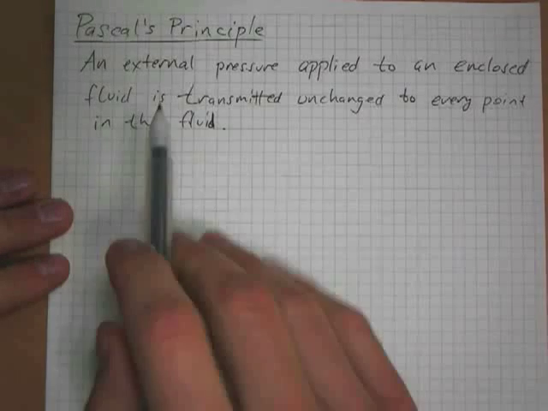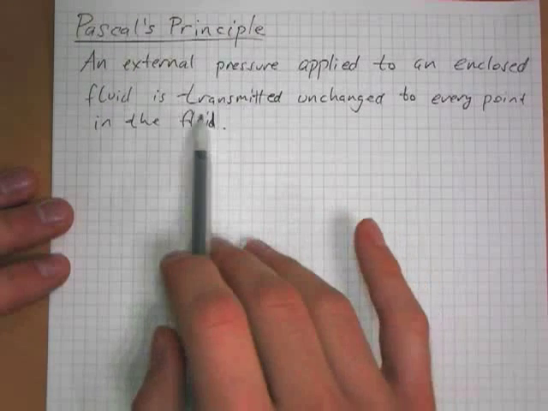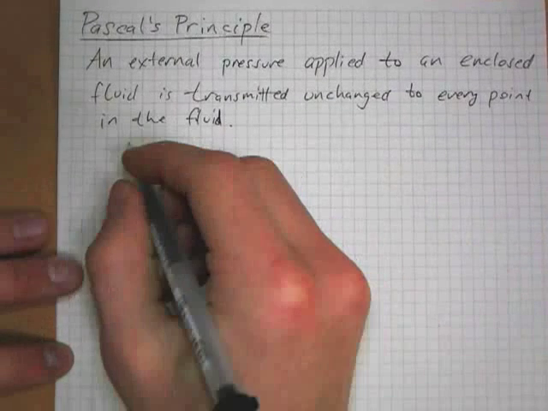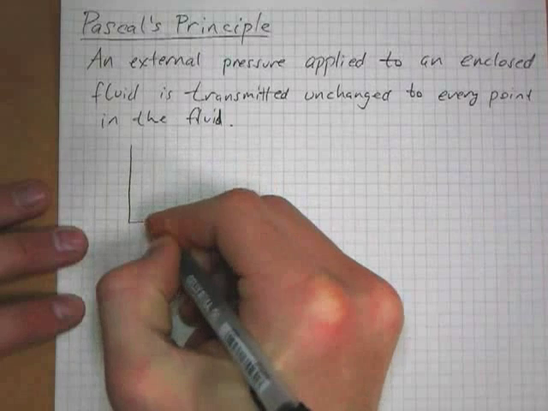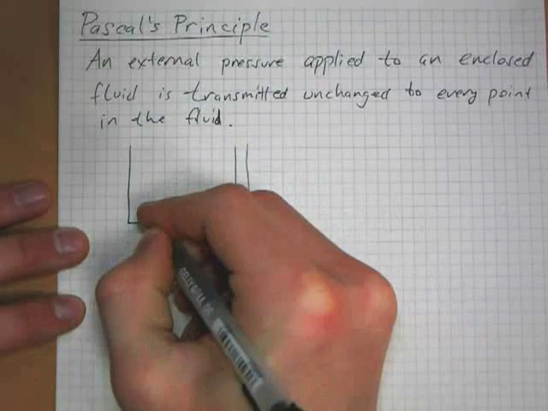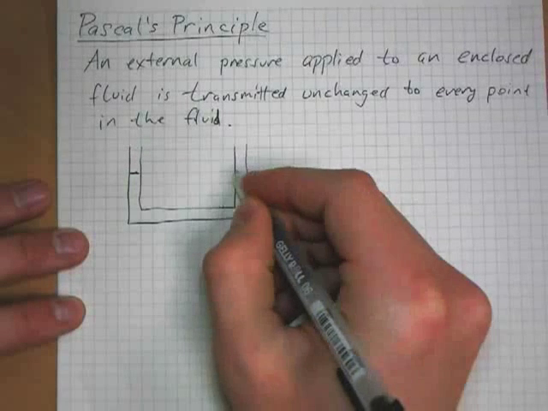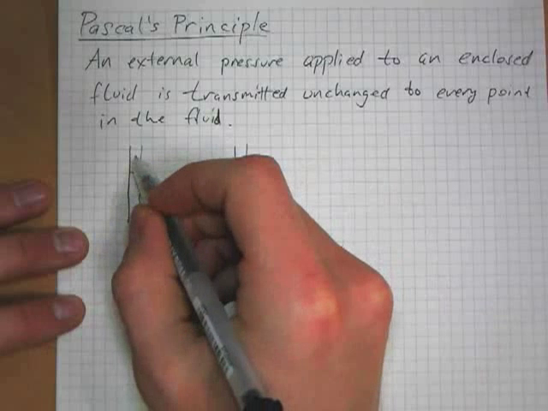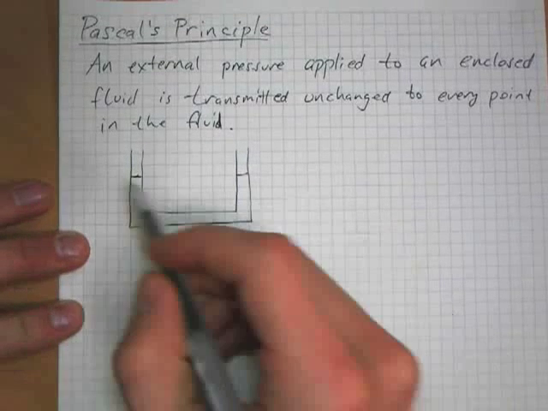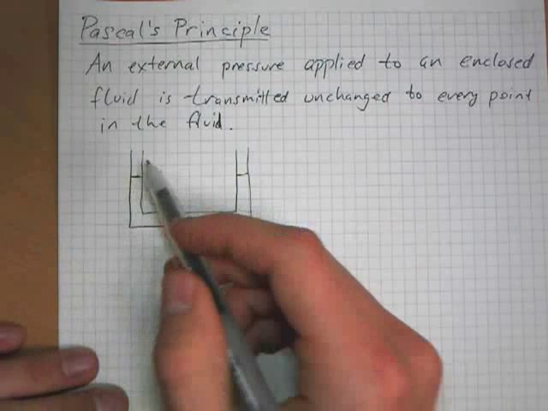Pascal's principle says that if we apply a pressure to an enclosed fluid, that pressure will be transmitted to every point in the fluid. So if we have our same U-shaped tube thingy going on as we did before, we have it filled up with water or some other fluid. If we apply additional pressure to this side, that means the pressure everywhere in this fluid will increase by whatever amount the pressure increases over here.